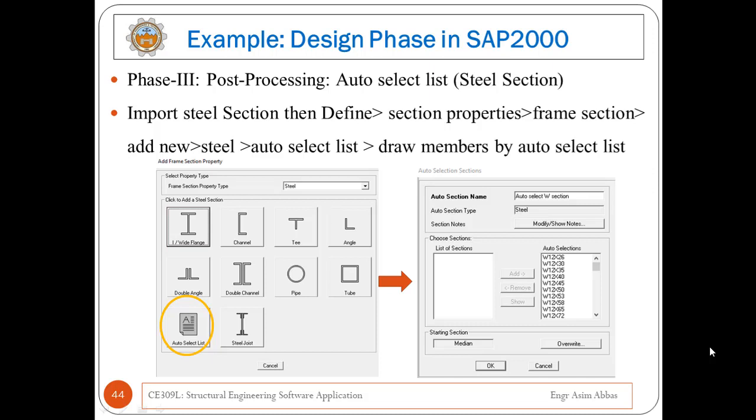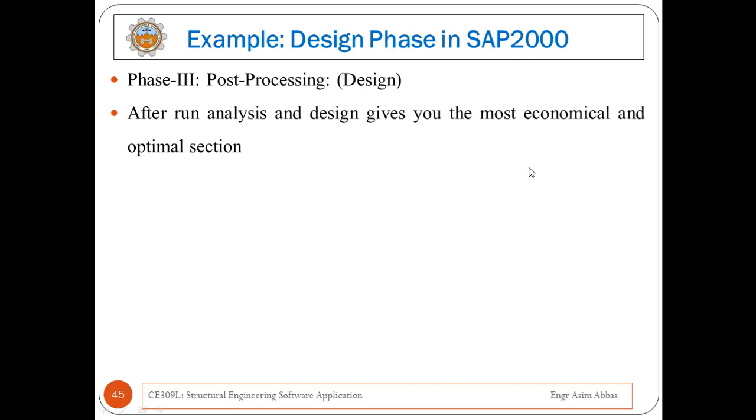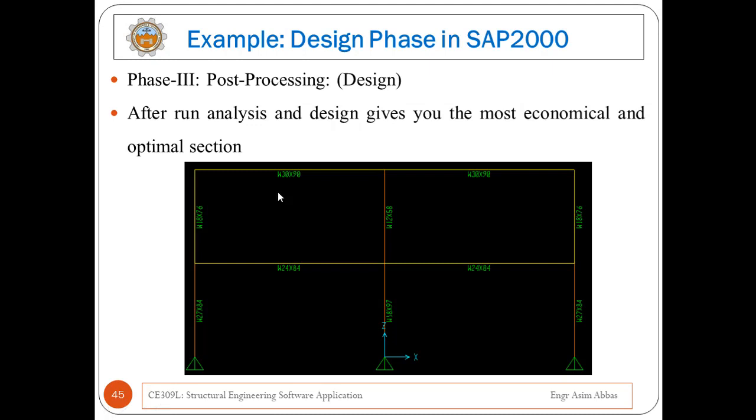Okay, how will you define an auto select list of steel sections? For that, first of all, import the steel sections, then go to define, then section property, frame section, then add new section, then choose steel, and from here you will choose auto select list, right? And then add all the different sections to this auto selection, right? And draw all your members by using the auto select list cross section. Okay, after analysis and design, it will give you the most economical and optimal cross section, and it will choose different cross sections at different locations as per the requirement of the applied load.